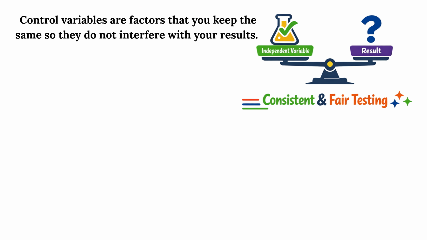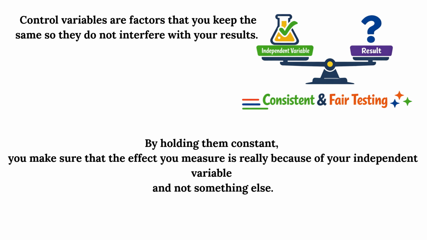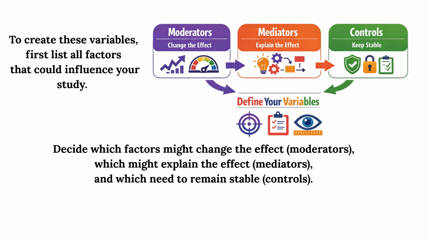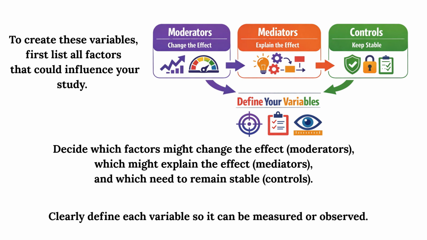Control variables are factors that you keep the same so they do not interfere with your results. By holding them constant, you make sure that the effect you measure is really because of your independent variable and not something else. To create these variables, first list all factors that could influence your study. Decide which factors might change the effect, moderators, which might explain the effect, mediators, and which need to remain stable, controls. Clearly define each variable so it can be measured or observed.